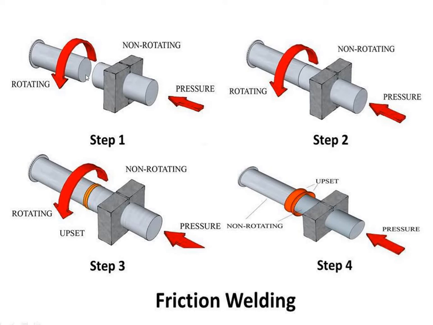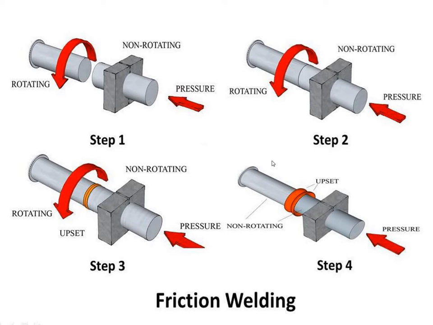The upset is created at this point, which means both the workpieces are welded and stuck together. Further, in step 4, a permanent upset is created, which is called a permanent weld. In the fourth step, the rotating workpiece is stopped and only high pressure is given towards the non-rotating workpiece, and therefore it creates a permanent weld at this point. So both the workpieces are held together permanently at step 4. These are the 4 steps.